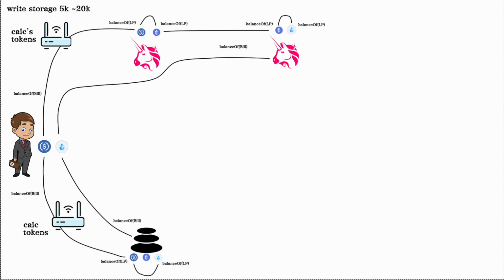Now, there's only 4 balance changes, so this heavily reduces it, especially in the case where there's not a direct route. So balance of, balance of, balance of, balance of. So 4 writings to the blockchain as well as the calculations inside the router.